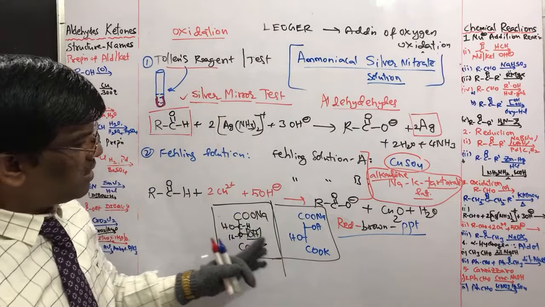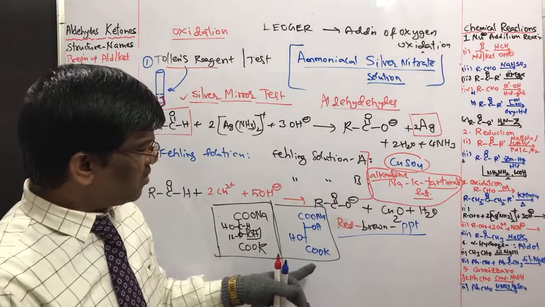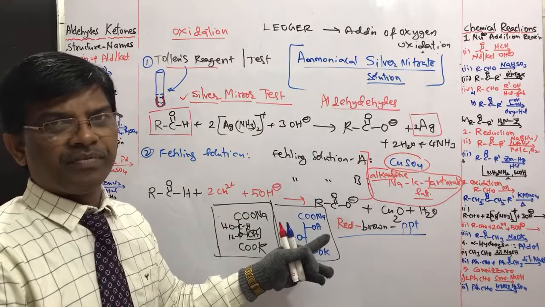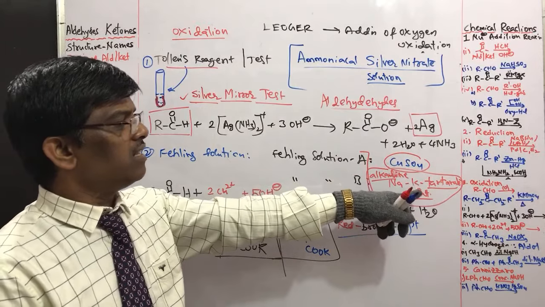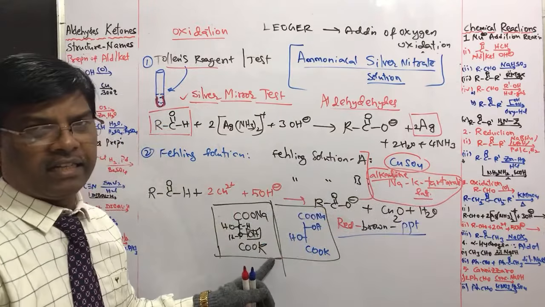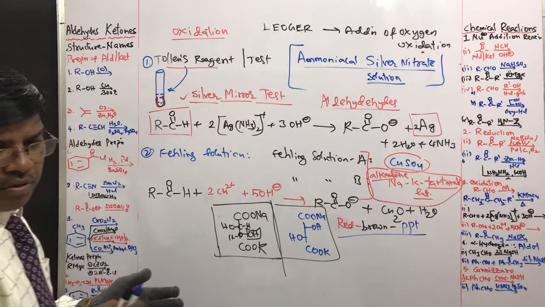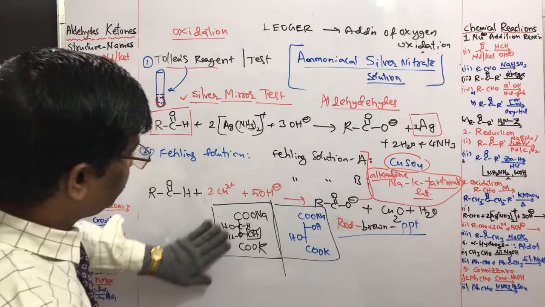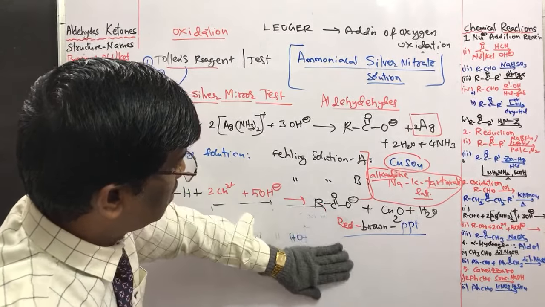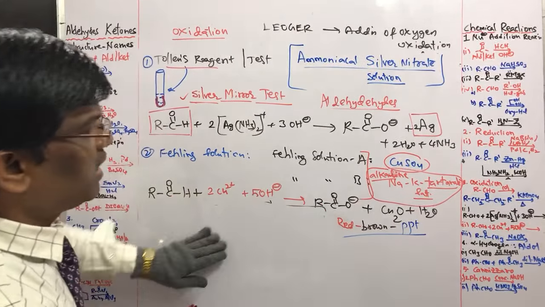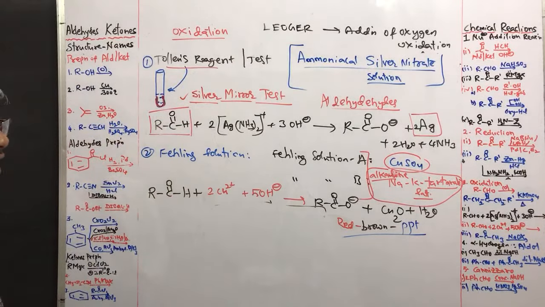Anyhow, for this tartarate it is not required to specify D or L. Both will give the same test. That is why we write it as sodium potassium tartarate. Tartaric acid, tartarate. Right? I hope it is clear. Next. So this is how you can use Tollens test and Fehling's solution test for the identification of aldehydes.